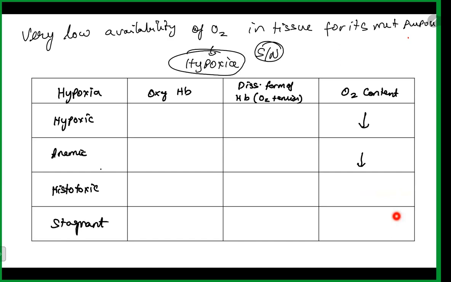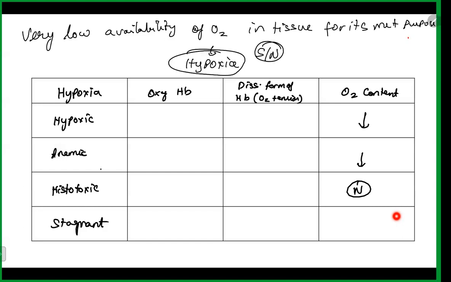But what happens in histotoxic hypoxia? In histotoxic hypoxia, the tissues are unable to take up oxygen. So there's a problem in the tissues. The tissue cannot take oxygen. For example, in cyanide poisoning, the tissue is unable to take oxygen. So here the oxygen content will be normal. Here the oxygen content will be normal, that you have to remember.